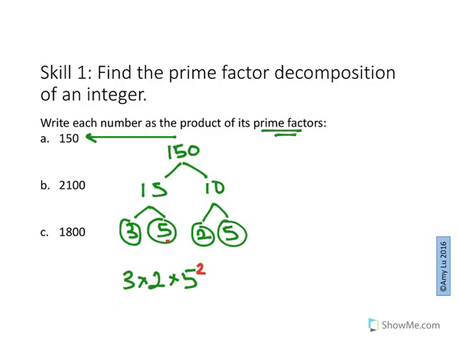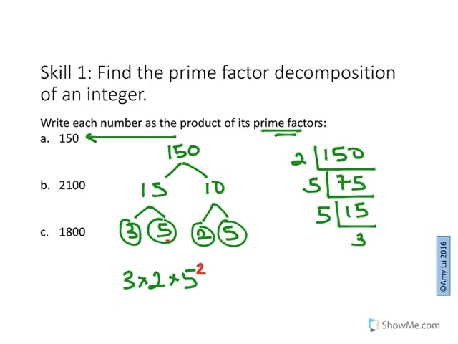Now the other way you can do it is simply by writing it out in a different format. So I see that 150, I can divide this easily by 2. So 150 divided by 2 leaves me with 75. Now I know I can divide 75 by 5, so that will leave me with 15. Now I know I can divide 15 by 5, and that will leave me with 3.